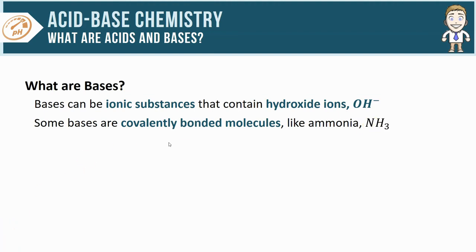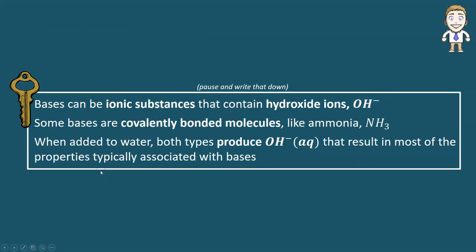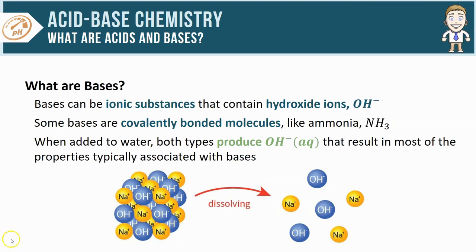So we kind of have two different types of bases here, and regardless of which type you're dealing with, both of them, when added to water, will produce OH- ions that have been ionized and dissociated away from the rest of the substance. Those OH- ions are what result in most of the properties typically associated with bases. Make sure to take some time and write down those key ideas too.